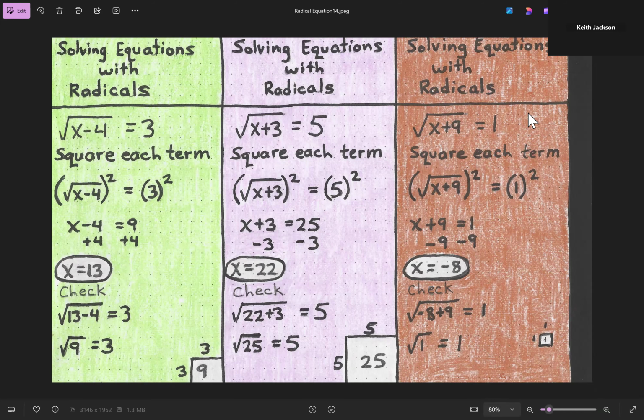In this video, we're going to continue our study of how to solve equations with radicals, and we're going to show you how to solve them with these three big examples.